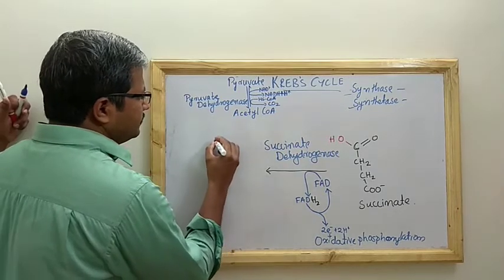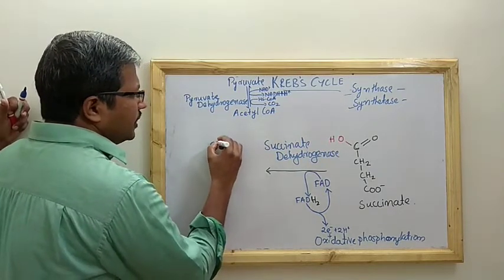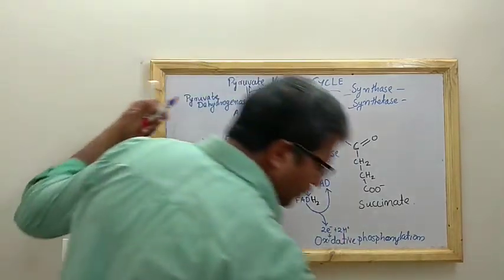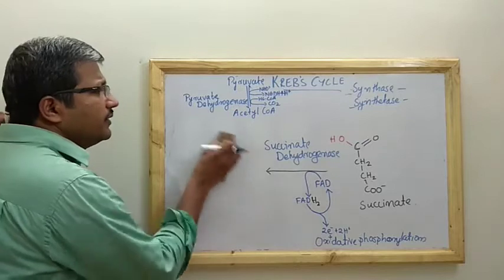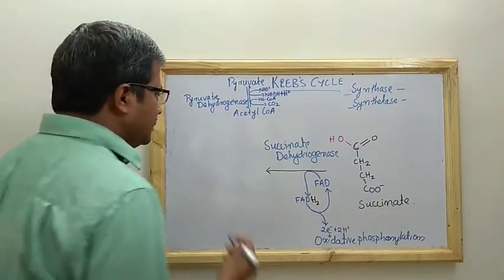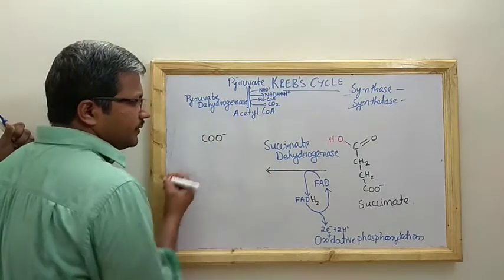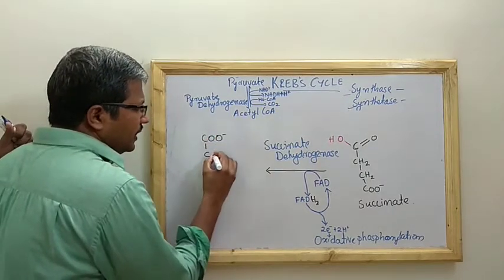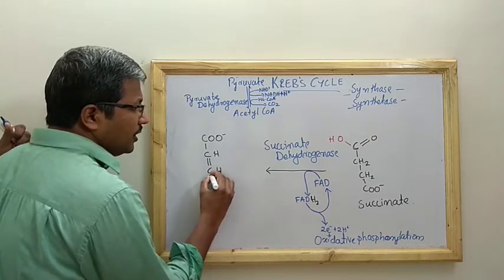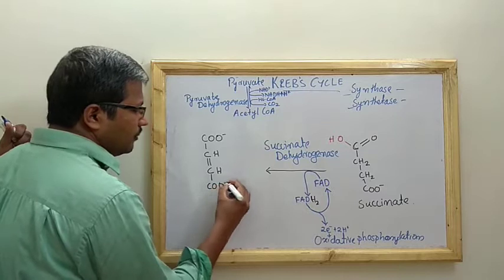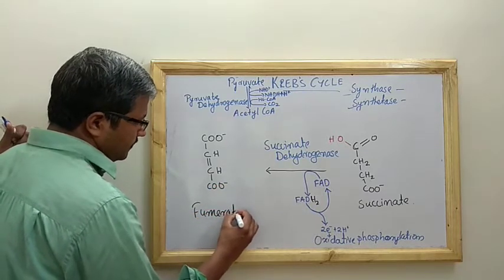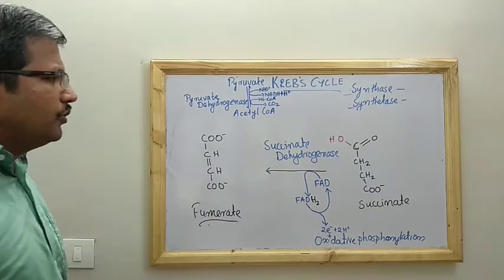So let us see the part. C double bond O. I'm making it as COO minus, because in this particular thing we have represented C, to which the water OH is added. So I'm just making it COO minus. Now CH double bond CH, then COO minus. This is fumarate. So fumarate is that.